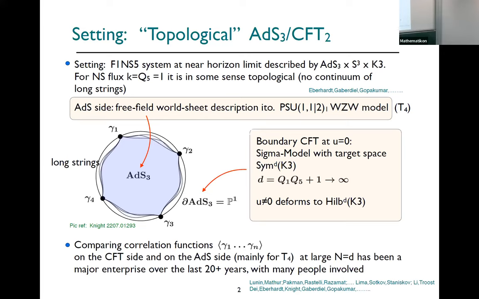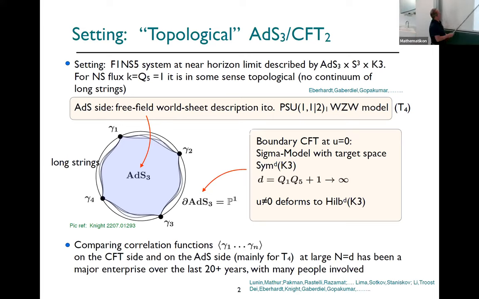And they were able to show that the bulk theory at this point has a relation to the conformal field theory, the string model, and most of the work was done before actually. And it has a free field realization and can be solved in a sense exactly. And there's a boundary theory related to this. It's generally known that this boundary theory is a sigma model where the target space is the symmetric product of K3. And N is a parameter which depends on the charge, and that is essentially the large N limit. This correspondence works at large N.